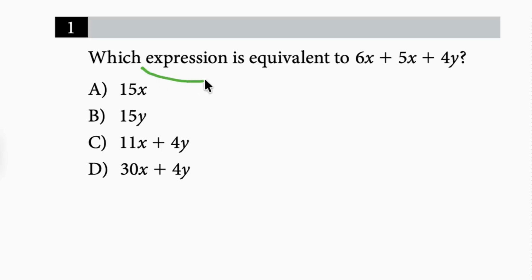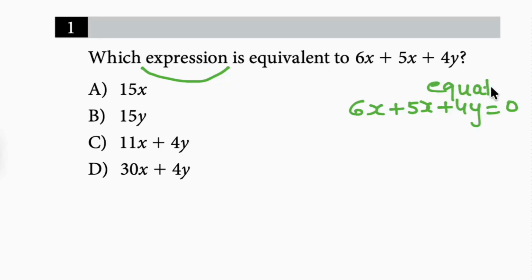What is the difference between expression and equation? First point is this. Expression, you always see, has no equal to sign, right? So it's an expression, 6x plus 5x plus 4y, nothing else. It's not equal to anything. So that is an expression. But if you do it like this, equal to some value, it may be 0, it may be anything, now you have an equal to sign. So this is an equation. This is the difference between expression and equation.